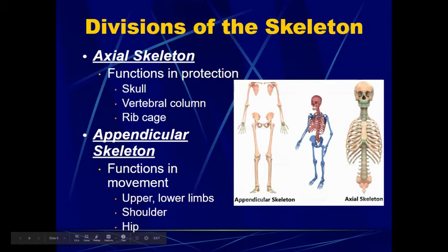The skeleton itself can be divided into two different divisions. The axial skeleton functions in protection, and the axial skeleton is the main core of the body. It consists of the skull, the vertebral column, and the rib cage. The appendicular skeleton functions in movement. This involves our appendages, our arms and legs. So the upper and the lower limbs, as well as the shoulder and the hip. And that's how these limbs are attached to the axial skeleton.